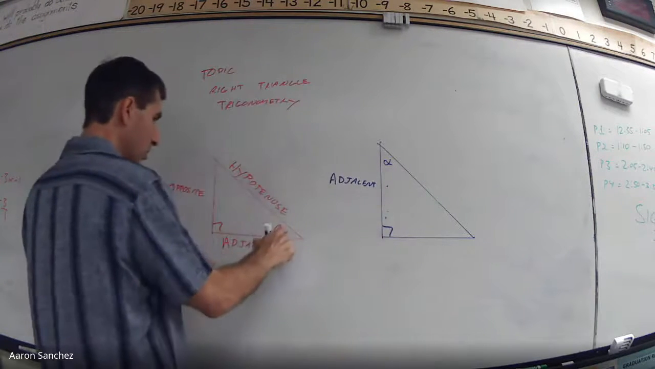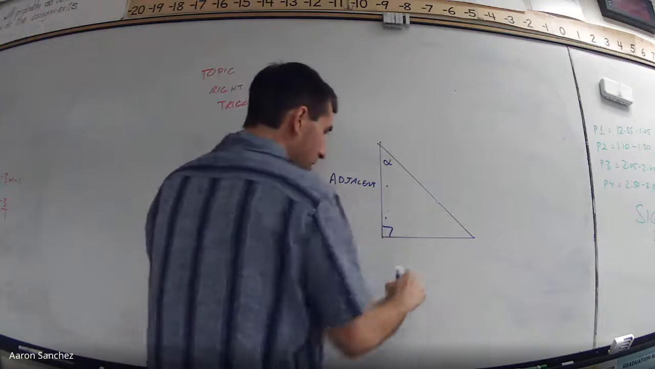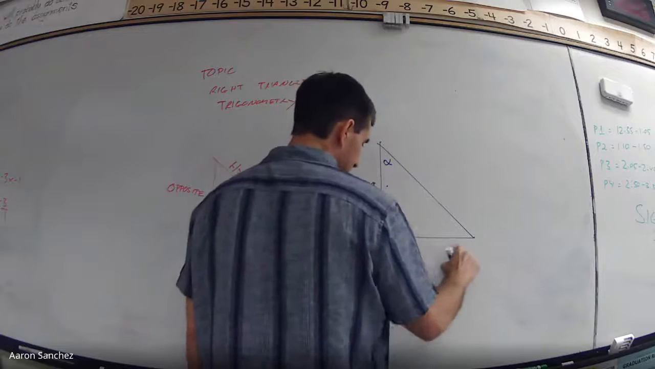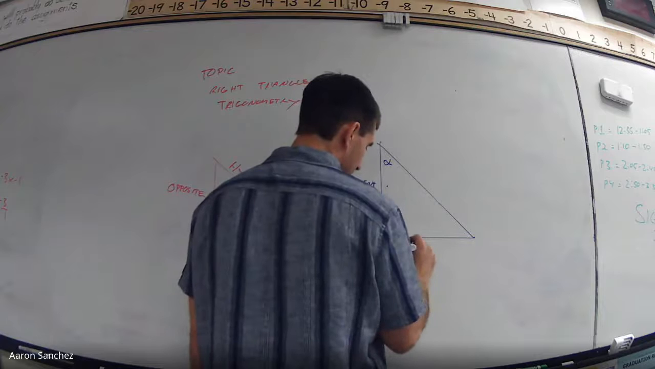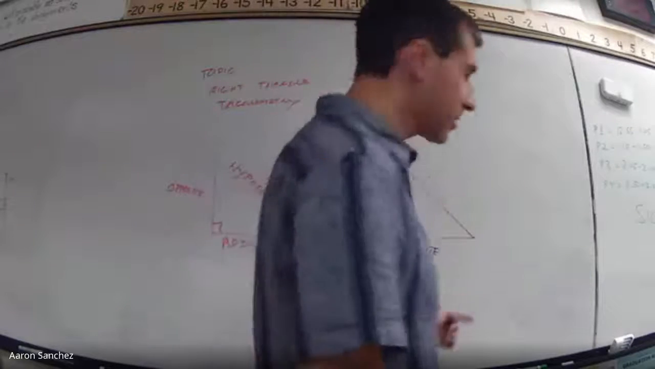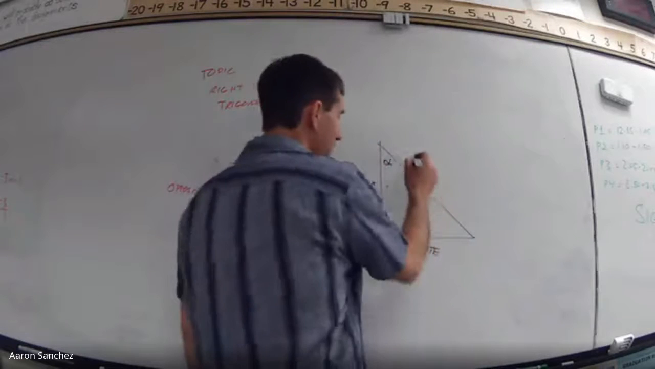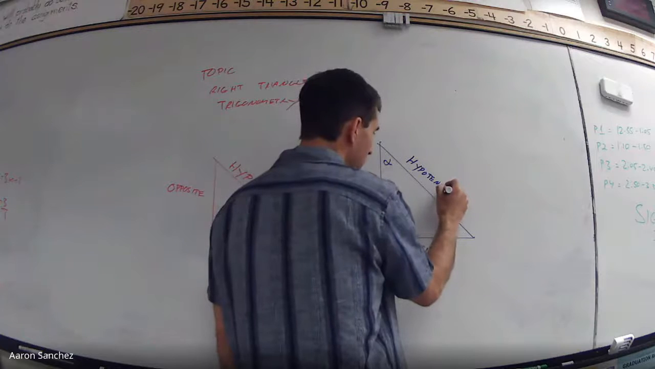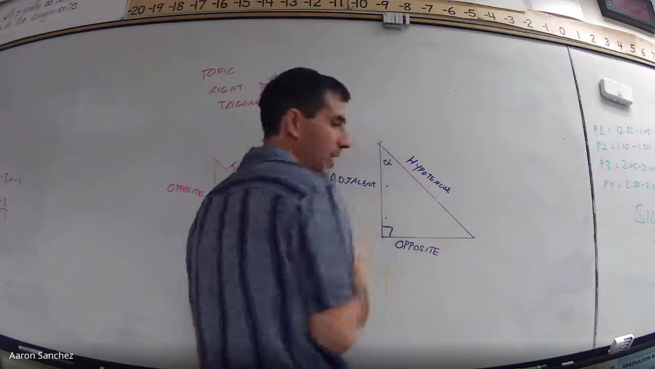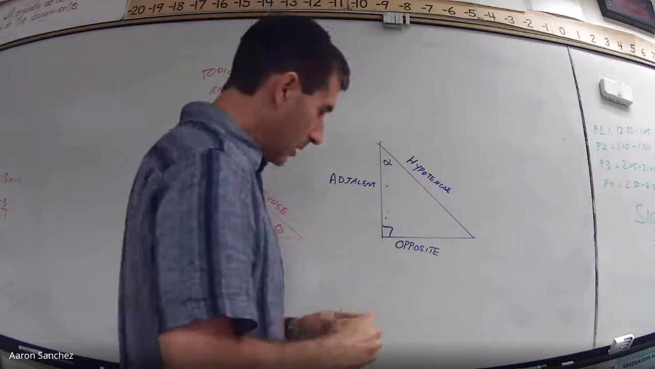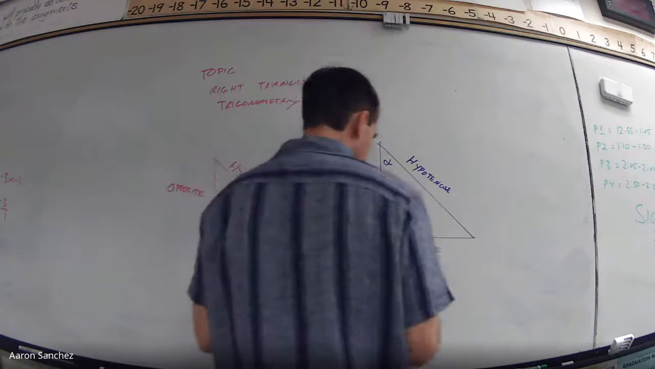Notice my adjacent was here because I was looking at that angle. Now I'm looking at this angle. This is my adjacent. So what's this side here then? Sam Adams, what's this side here? The opposite side. Yes. And now what's this side here? This side is always the hypotenuse. So remember, these can change depending on what angle you're looking at. If you look at this angle, opposite, adjacent, hypotenuse. If you look at this angle, opposite, adjacent, hypotenuse. Okay. So now, I'm going to erase this.